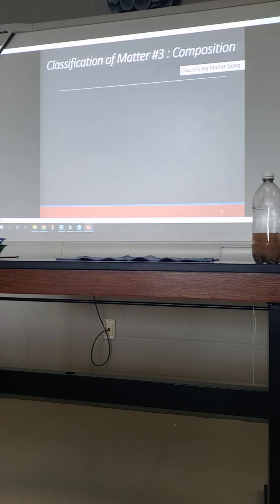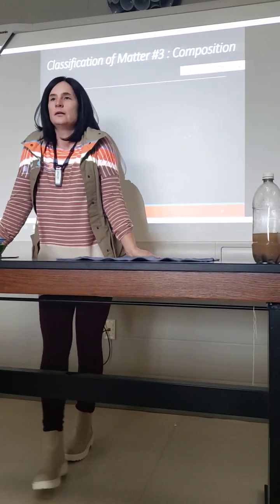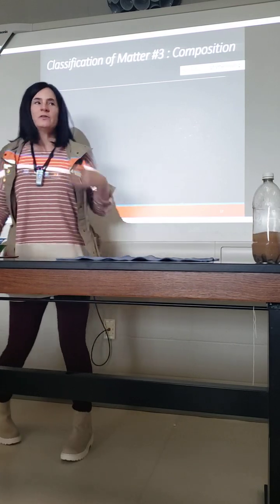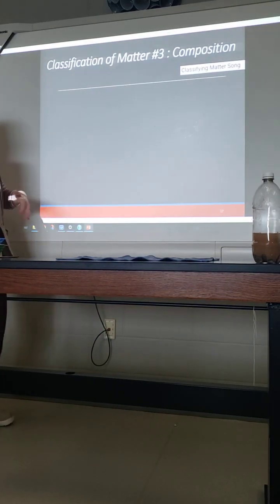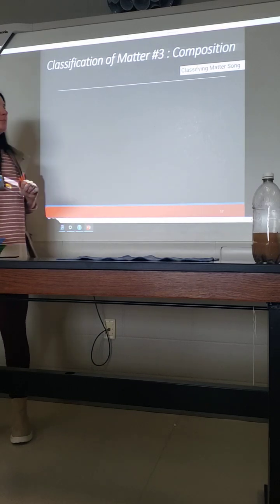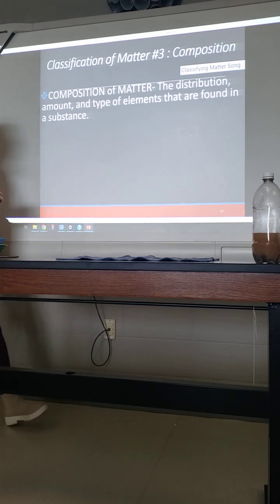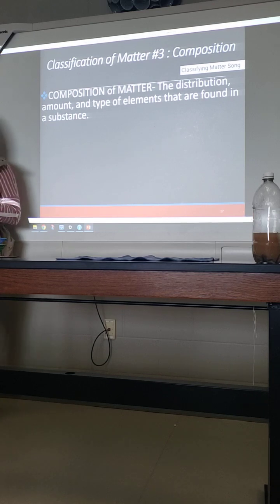Alright, so we're gonna pick up on slide number 17. And you guys very clearly have a good handle on physical versus chemical changes. So now we're gonna move into looking at composition. So what is something made of? Alright, so this is also stuff that is gonna be pretty familiar. So composition of matter is the distribution, the amount, the type of elements that are found within a substance.